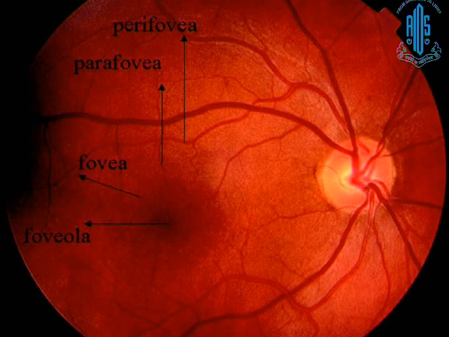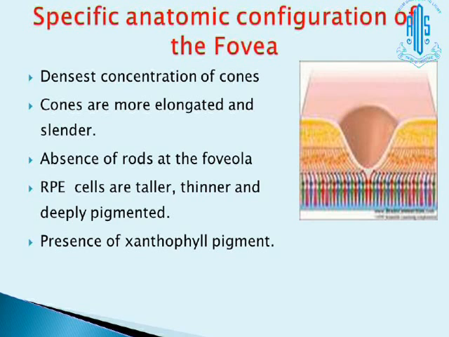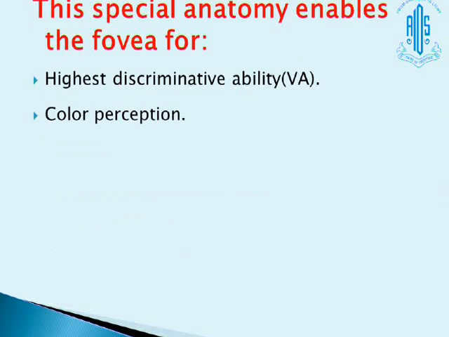Perifovea, parafovea, fovea, and foveola. Specific anatomic configuration of the fovea: densest concentration of cones. Cones are more elongated and cylindrical. Absence of rods in the fovea. Retinal pigment epithelial cells are taller, thinner, and deeply pigmented. Presence of xanthophyll pigment. This special anatomy enables the fovea to have the highest discriminative ability, color vision, and color perception.